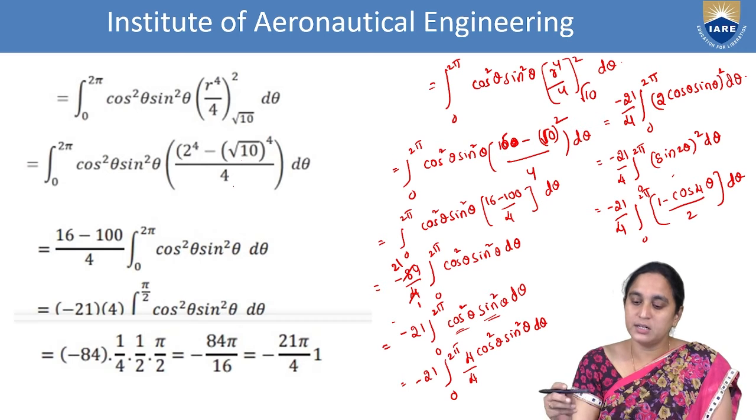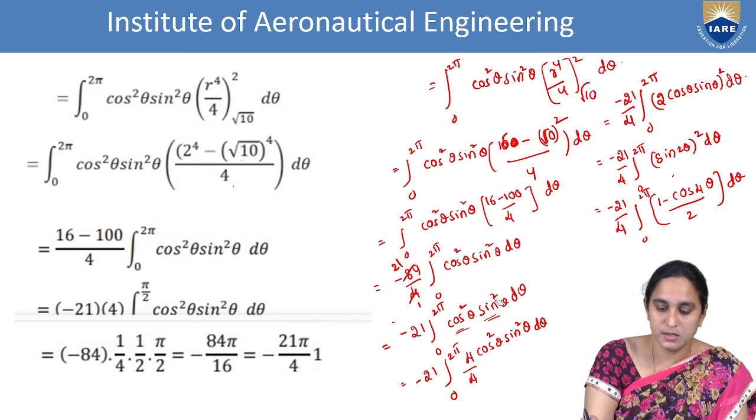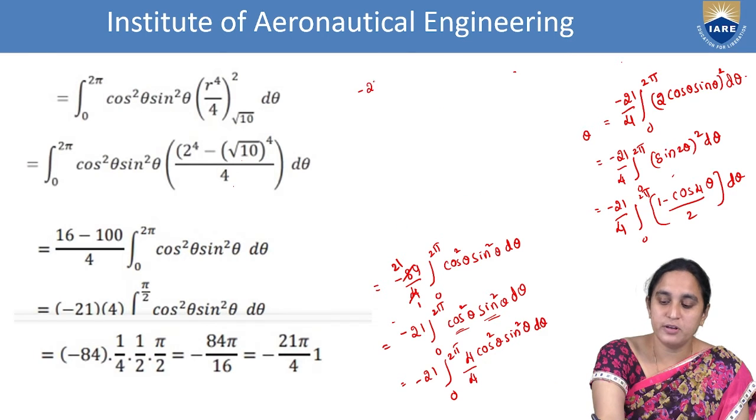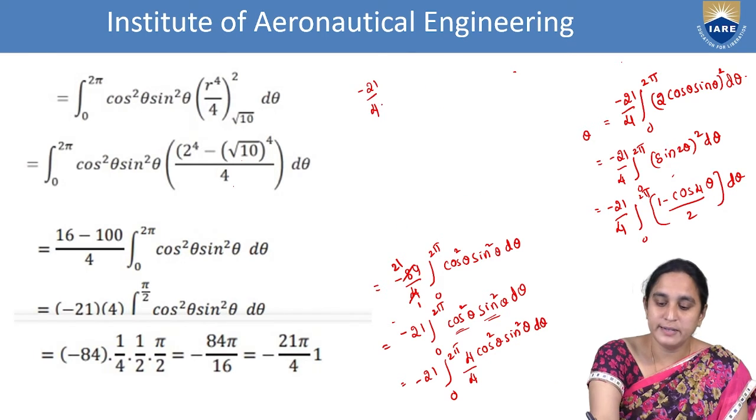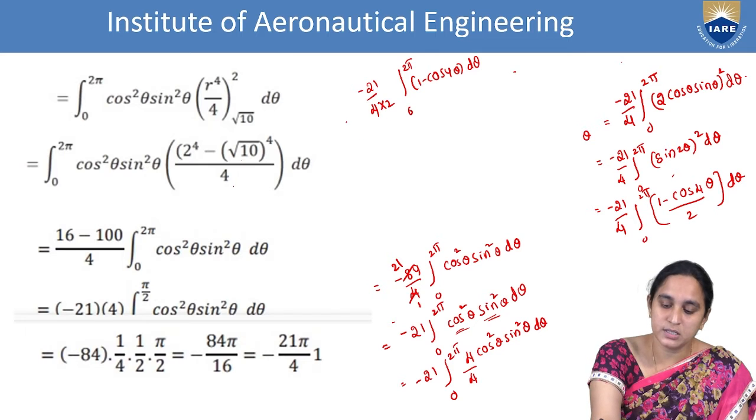After that, now integrate with respect to theta. Next step, that is minus 21 by 4 into, I'll take 2 outside, and the remaining is the integral 0 to 2 pi of 1 minus cos 4 theta into d theta. That is minus 21 by 8 into the integral 0 to 2 pi.